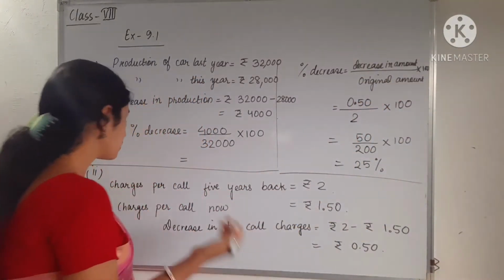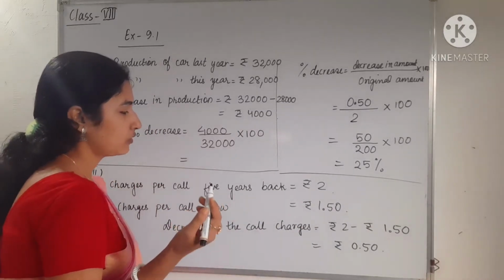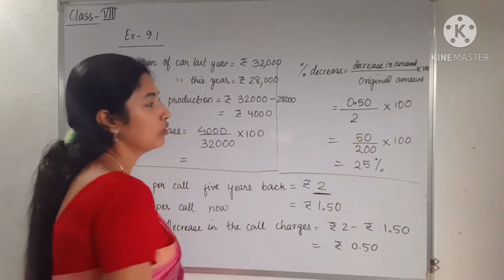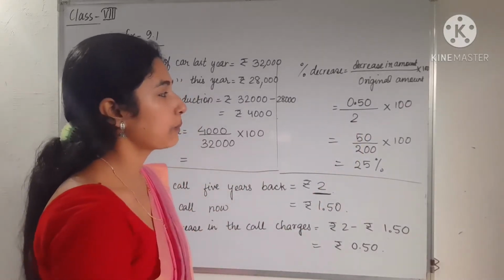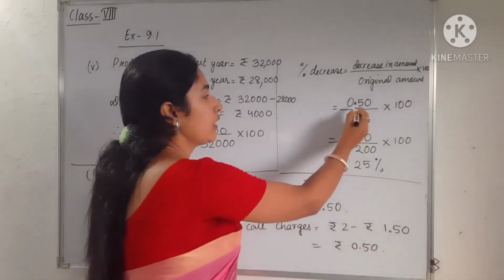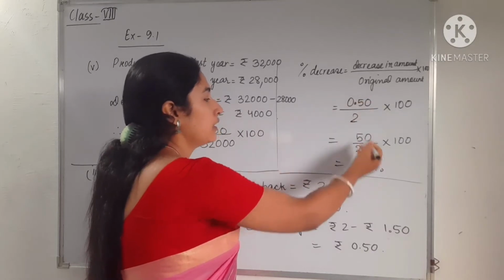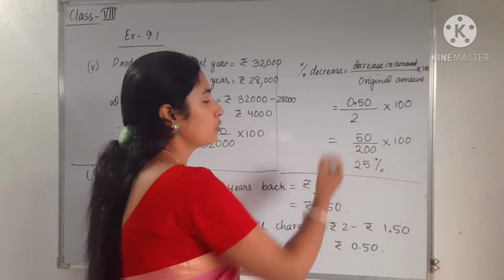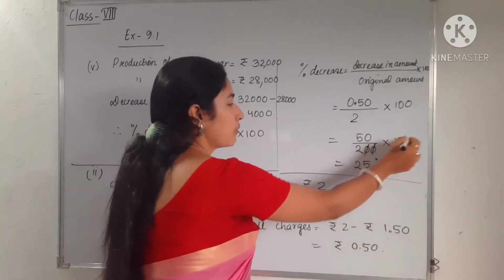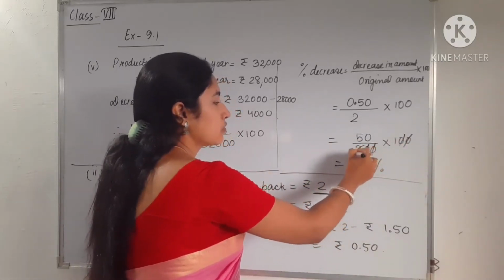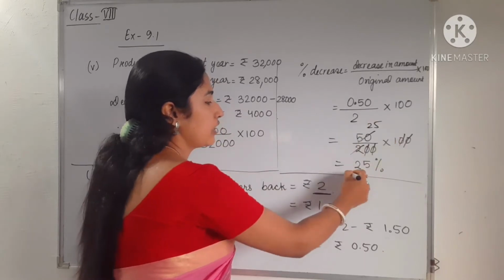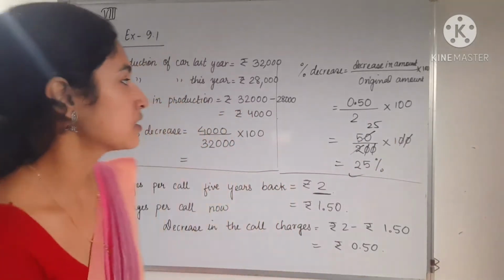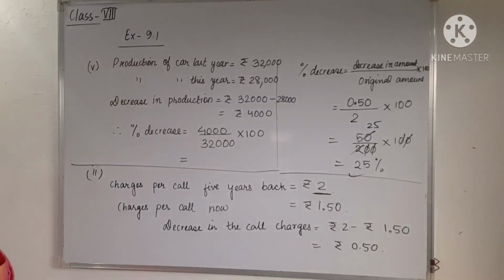So the original charges of call that was 5 years back, that we have to write in the denominator, that will be 2. And this fraction we have to multiply with 100. So when we remove the decimal, in the denominator we will get 100. So 2 is multiplied with 100, we will get 200. So see, 0, 0 will be cancelled out and this will be 25. So 25% is the decrease. Okay, percentage decrease.